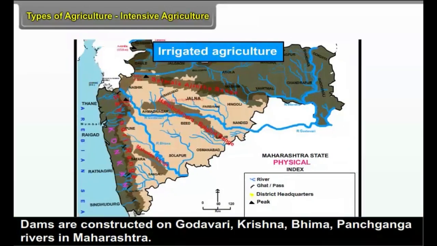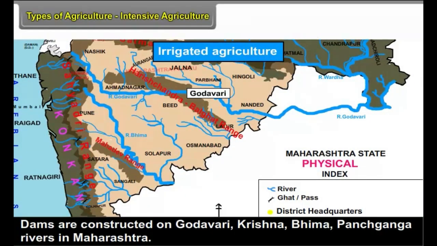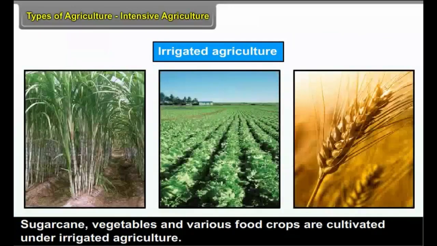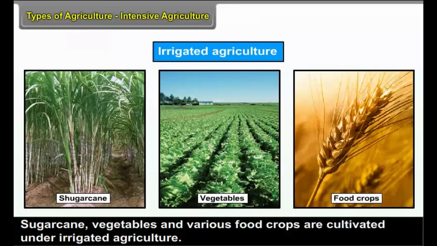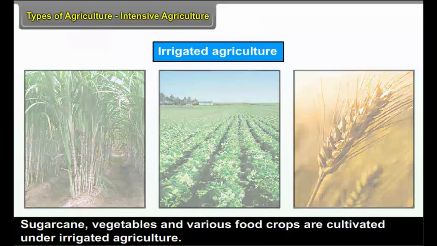Dams are constructed on the Godavari, Krishna, Bhima, Panchaganga rivers in Maharashtra. Sugarcane, vegetables, and various food crops are cultivated under irrigated agriculture.